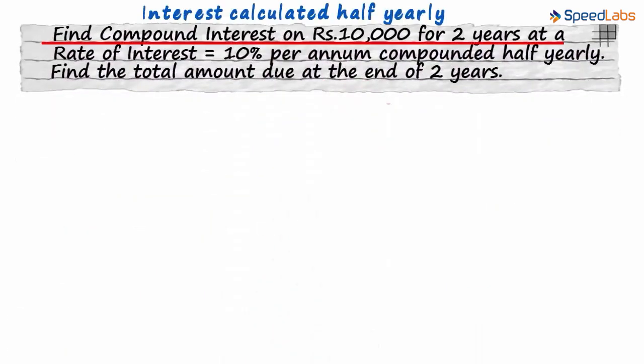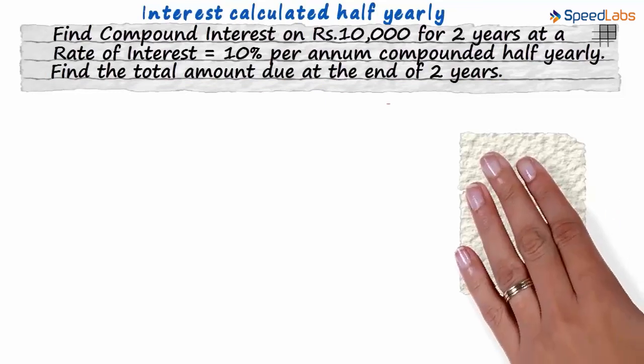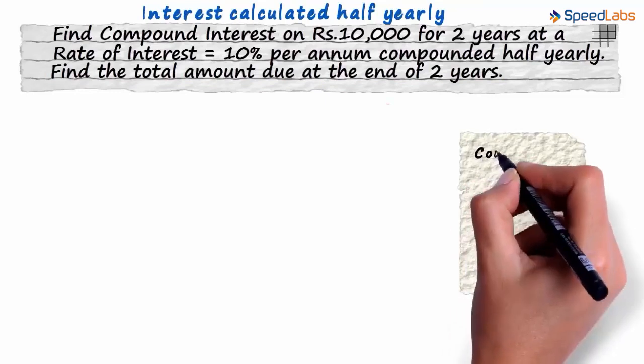Now let's see a question based on half-yearly compounding. Find compound interest on 10,000 rupees for 2 years at the rate of interest of 10% per annum compounded half-yearly. Find the total amount due at the end of 2 years. The first thing we should do when we are given such a question is read it well. Let's take a rough paper and note everything that we have been given.